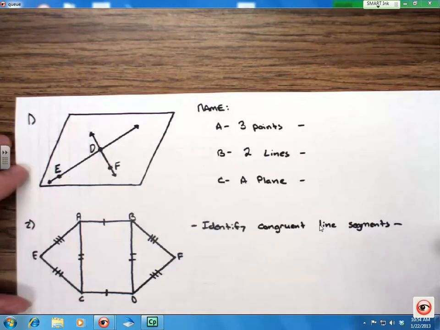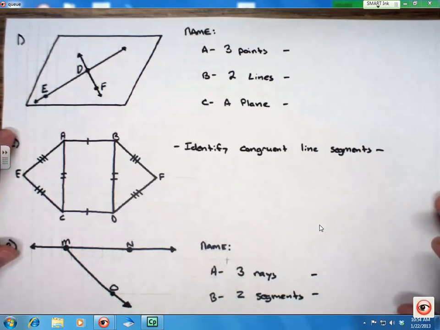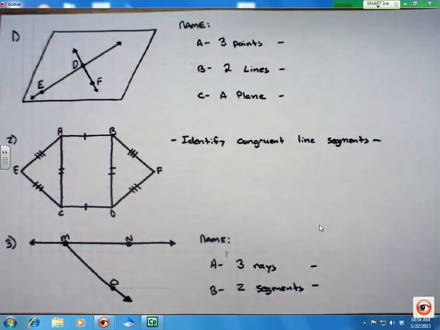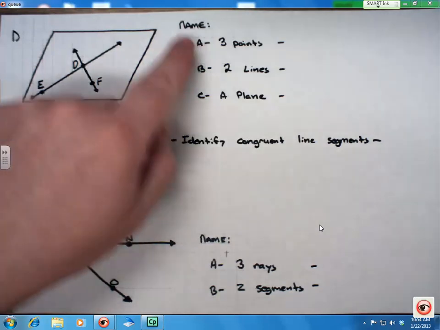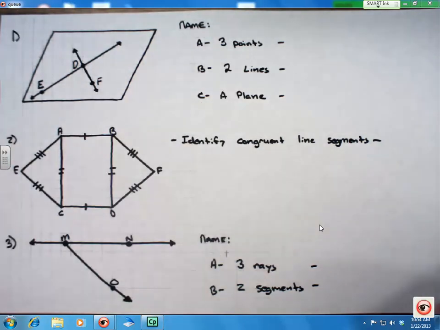Now, let's take a look at our notes for today. Okay, if you notice, we have 3 examples here and 3 shapes. Let's first take a look at number 1. Number 1 says name. Letter A says 3 points, 2 lines, and a plane. So let's talk about how we are going to do all that.